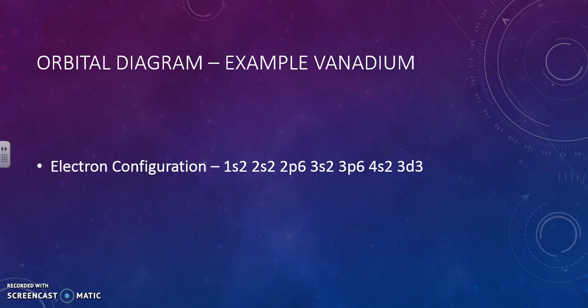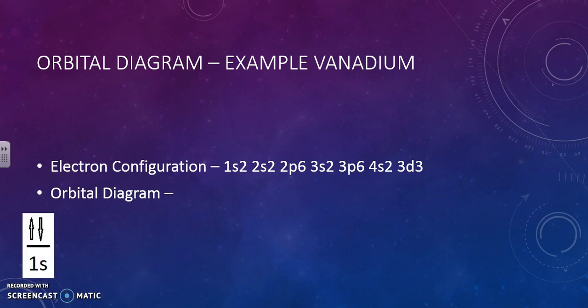I'm going to take that 1s first. There's only one shape that represents S, so he's only going to get one horizontal line. I'm going to label it as 1s underneath. There are 2 electrons in that cloud. That means it's going to get 2 arrows, one spinning up and one spinning down. So let's start that orbital diagram out.